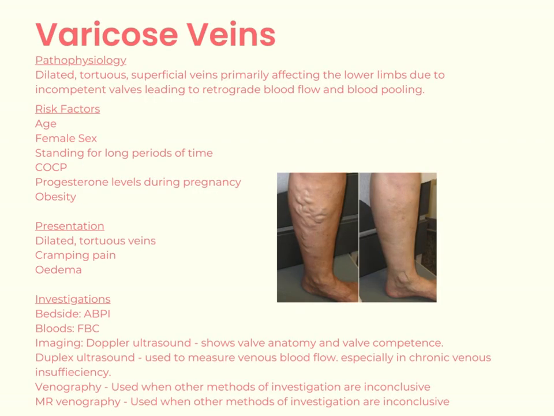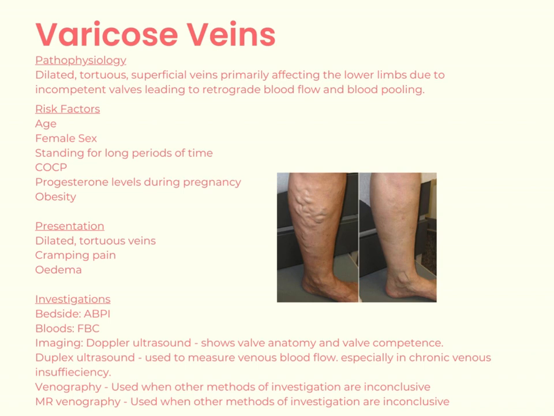Now, varicose veins are dilated, tortuous, superficial veins, primarily found in the lower limb due to incompetent valves leading to the retrograde pooling of blood. So you can see in the images, some of the risk factors, the main ones you want to remember, are age, so the risk increases with age, female sex, and standing for long periods of time, so occupational history is really important here.